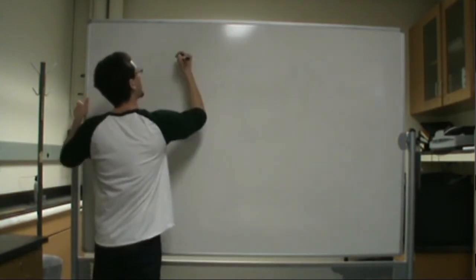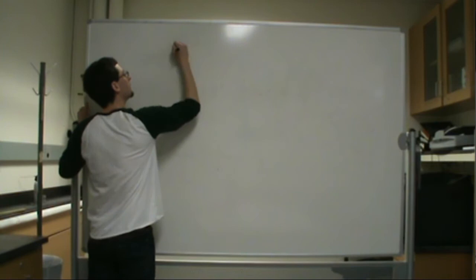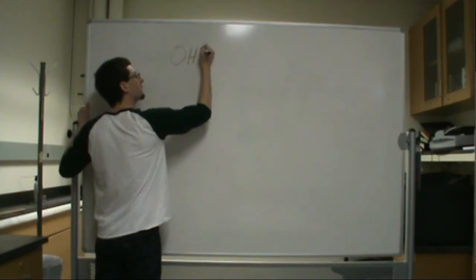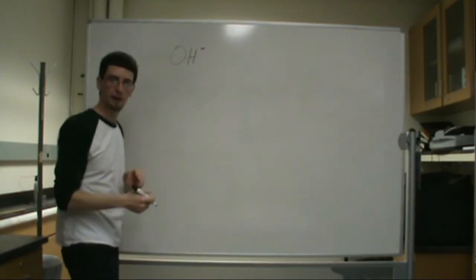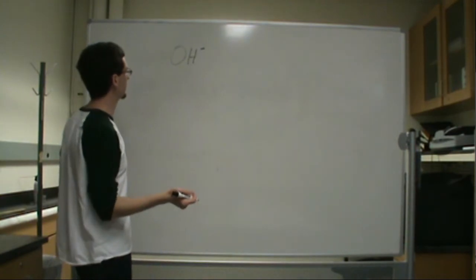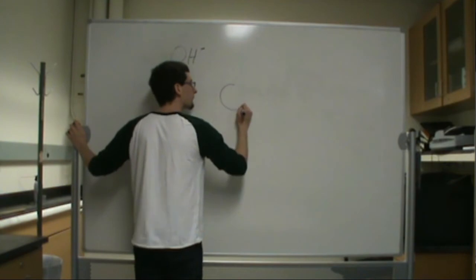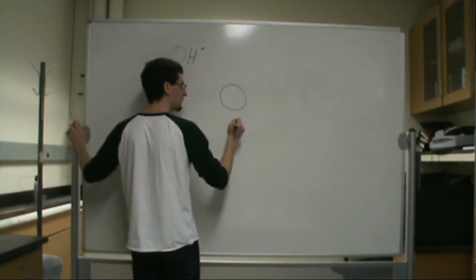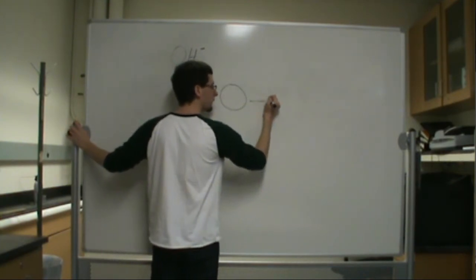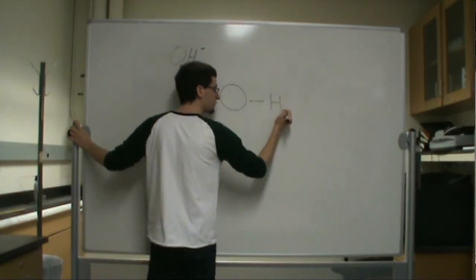All right, so let's say we have a simple molecule, hydroxide, so OH minus. How would we go about drawing the Lewis diagram for that? So, we have our oxygen there. We have our hydrogen here.